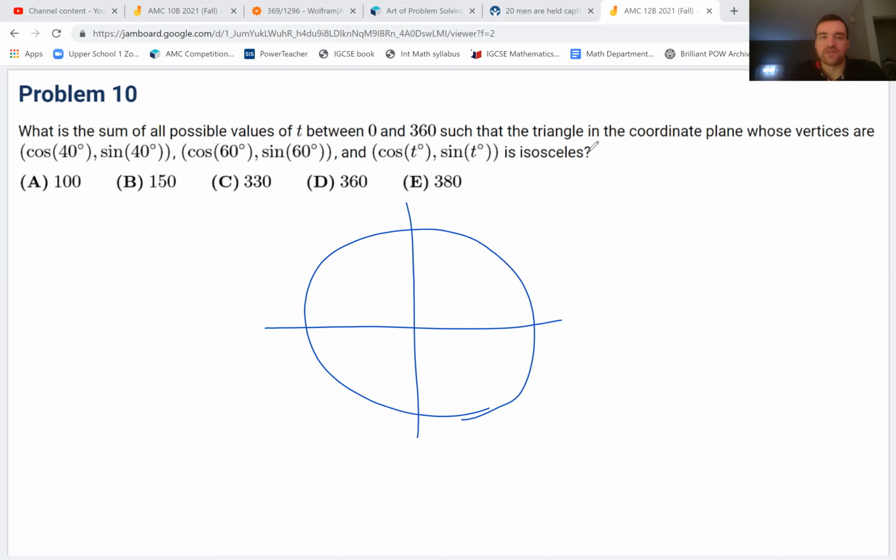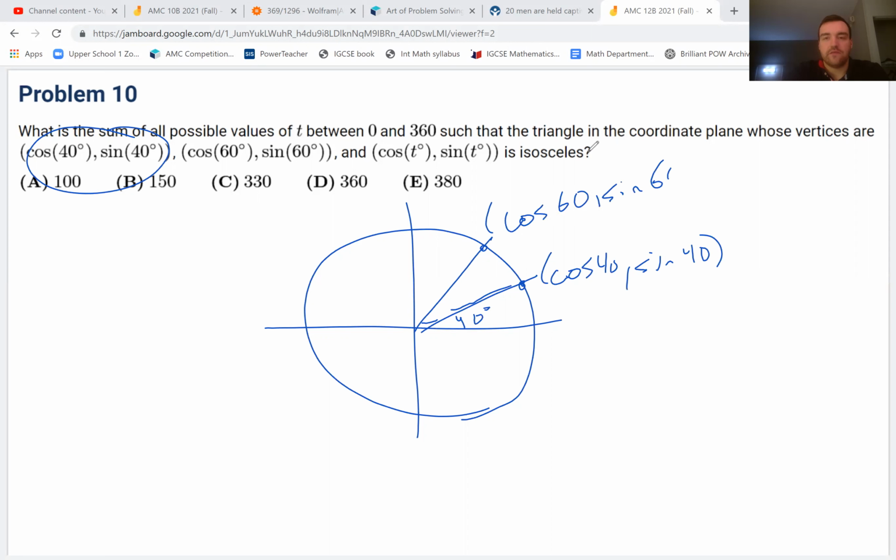Think about it. Start with the unit circle. Where would the point cos 40, sine 40 be? Well, you make 40 degrees to the x-axis, and you have the point cos 40, sine 40. And then at 60 degrees, you'll have cos 60, sine 60. So that angle is 60 degrees. We want to find all the points such that when we make this triangle, it's going to be isosceles. So just think about all the different places that you can put the third point.